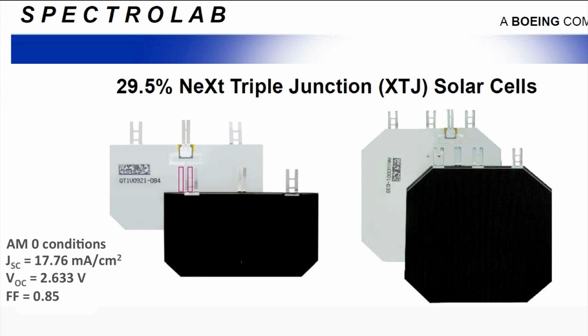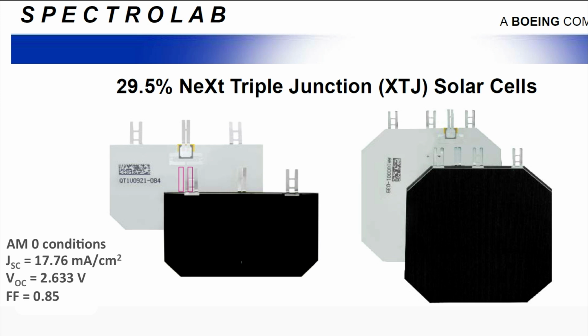Here you see some specs of a typical lattice matched triple junction under AM0 sunlight exposure with an irradiance of 135 milliwatts per square centimeter, from Spectrolab. The total open circuit voltage is 2.6 volts and the short circuit current density is 17.8 milliamps per square centimeter. This means that up to a bandgap of 0.67 electron volts, we have a spectral utilization expressed in current density of 53.4 milliamps per square centimeter.